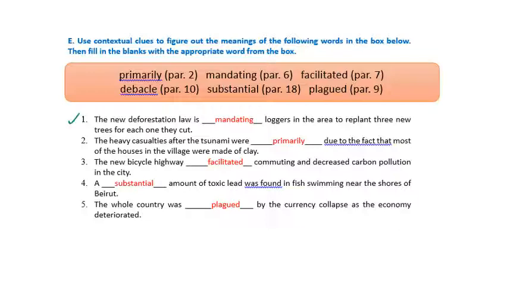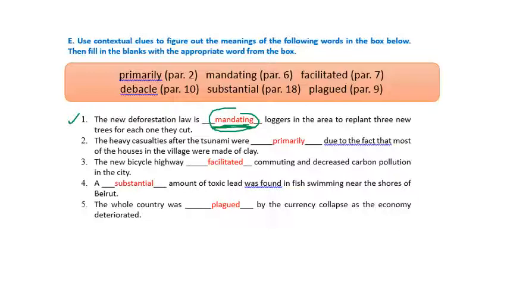Number 1. The new deforestation law is mandating, and as we discussed in the PowerPoint lecture, mandating means making something obligatory. You have to do this. Mandating loggers, who are people who chop the trees for wood in the area, to replant 3 new trees for each one they cut. Okay, so this is mandating.